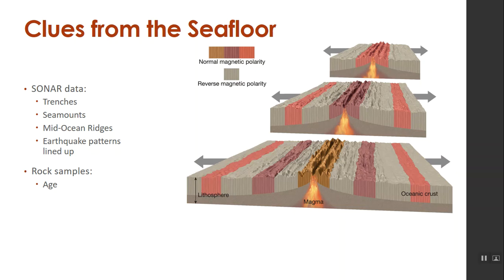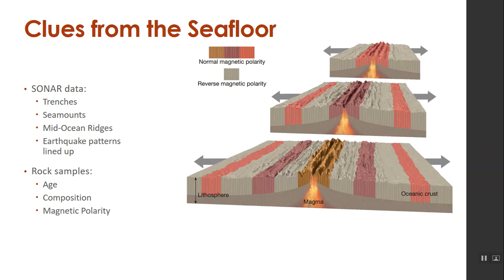Also through rock samples, we can look at the age of the rocks. We know that this rock and this rock are the same age. They are the same composition, and they also have the same magnetic polarity. So more than a couple of times, our planet has switched magnetic north. And so right now, if you have a compass, it points to magnetic north. The poles have swapped that magnetic polarity.